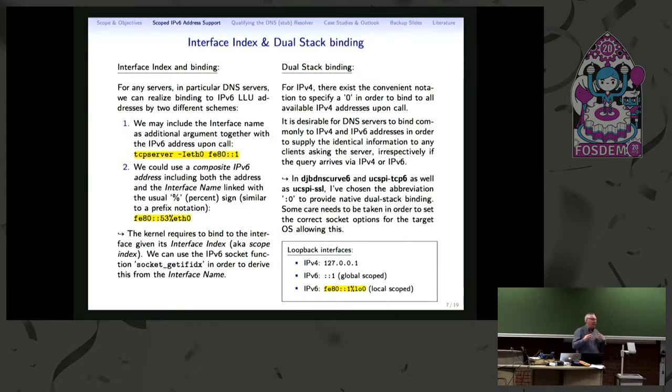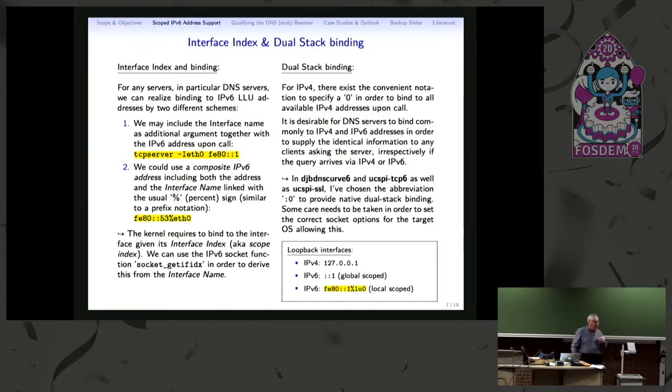And in my software, I have chosen a simple scheme. That means if you're using the software and you simply define a colon zero address, it says bind to all available IP version 4 and IP version 6 addresses, and that's done. That means now a DNS cache can essentially handle requests from IP version 4 and IP version 6 clients.